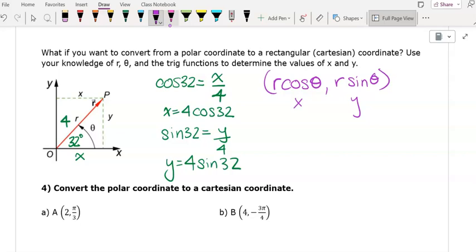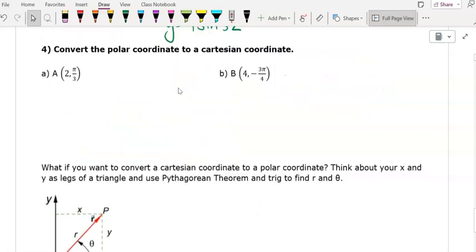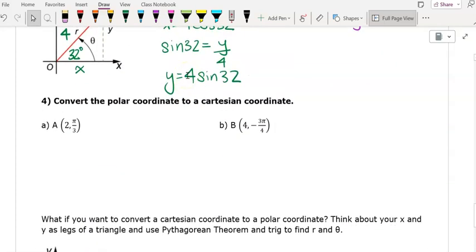Okay, don't forget the R part though, because, for example, if it's just pi over 3, well, cosine of pi over 3 is 1/2, right? But we still have to multiply it by the R. You have to multiply it by whatever the radius is. So that's exactly what we're going to do right here.